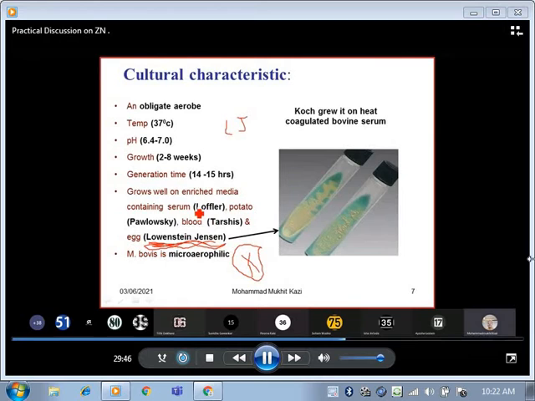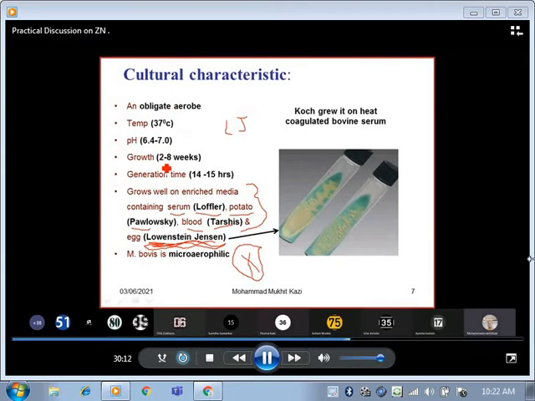And why is it an enriched medium? Because it consists of egg. It is an egg-containing medium. What are the different selective or enriched media which we use for cultivation of Mycobacteria? Then you can say it is Loeffler, where serum is there, and Pawlowsky, where potato is used. Now we don't use these. We use LJ where egg is used, and then Tarshis where blood is used.